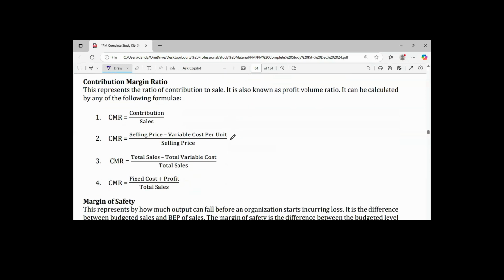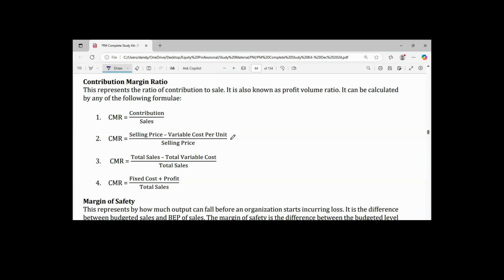That will give you the contribution margin ratio. But if in the question you are given selling price and variable cost per unit, then contribution margin ratio is the difference between selling price and variable cost divided by the selling price. The next one: if you are given total sales and total variable cost, simply find the difference between total sales and total variable cost, and divide it by the total sales. That will give you the contribution margin ratio.